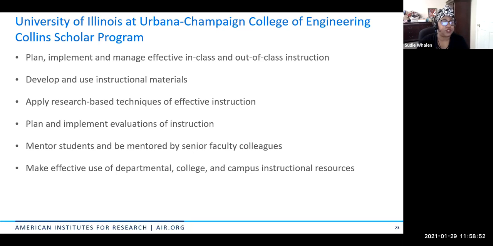Sounds great. Mentor students and be mentored by senior faculty colleagues. Also sounds beautifully amazing. Make effective use of departmental, college, and campus instructional resources. This all sounds perfect. As I'm going in and planning, this all sounds like it is going to go great. If I'm making a plan for my FLC, these sound like things that would be wonderful, right? What could possibly go wrong?